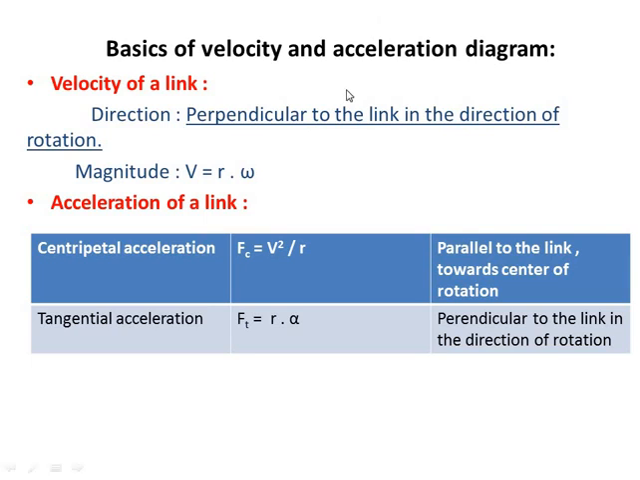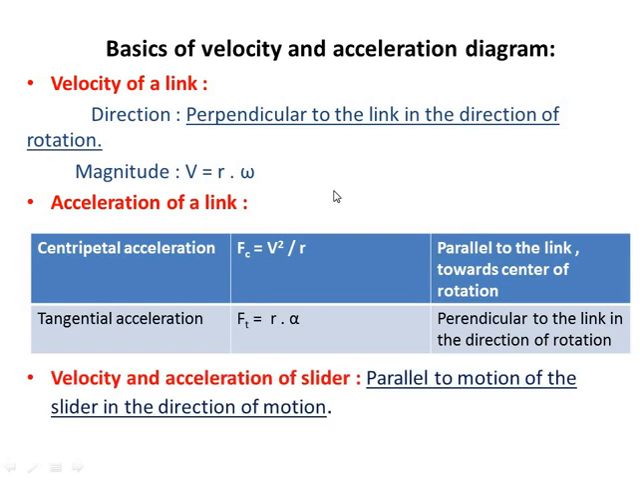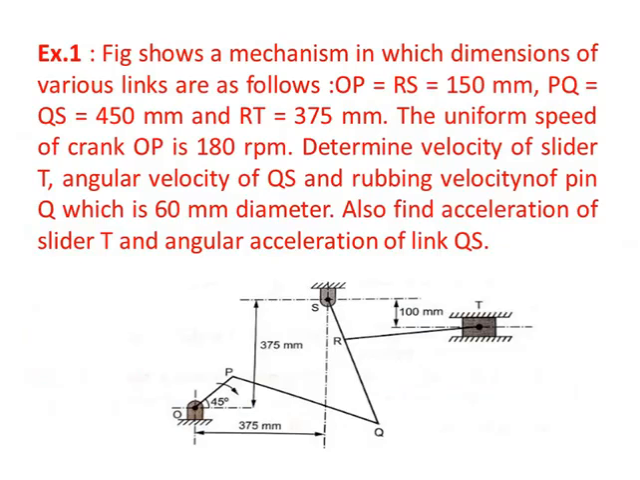So this is for the velocity and acceleration of a link if the link is having turning motion. Now if there is a slider in a mechanism, then the velocity and acceleration of the slider will be parallel to the motion of the slider, in the direction of motion. So we have to remember these points while drawing the velocity and acceleration polygon. Now let us see an example and how to draw the velocity and acceleration polygon for it.